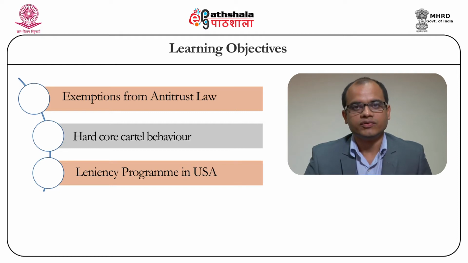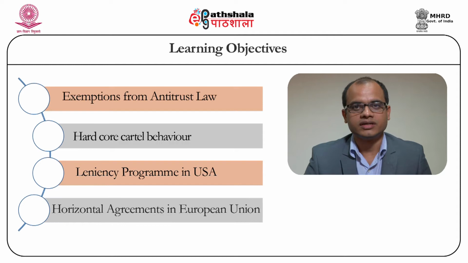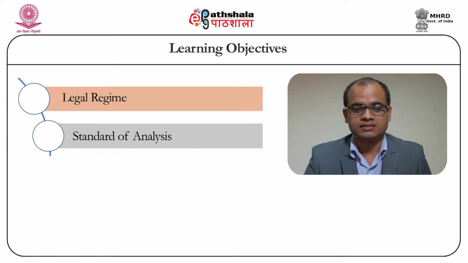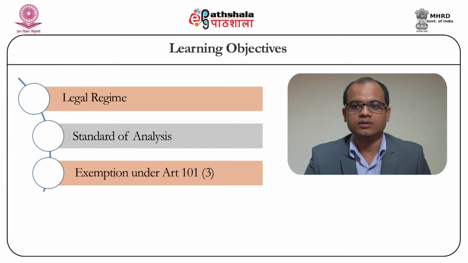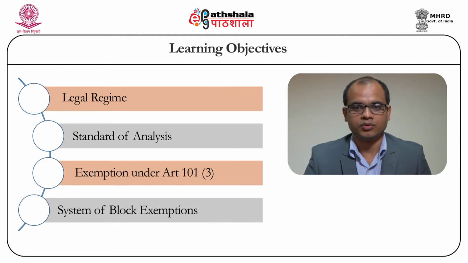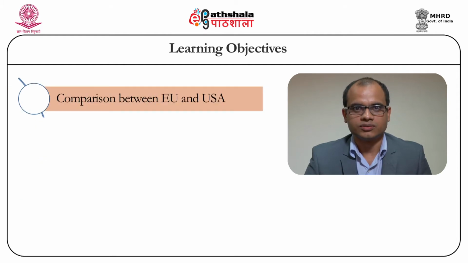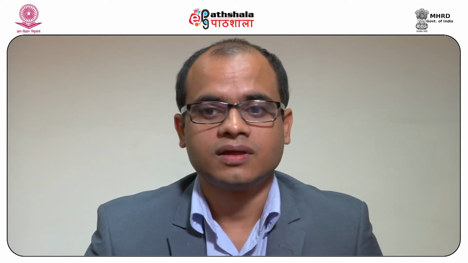In the same way, we will then focus on how horizontal agreements are dealt with in European Union, and what the legal regime is, what the tests are, what the standard of analysis is, what the exemptions are, and how they deal with fighting cartels in European Union. In the end, briefly we will compare the approaches, the differences and similarities in the approaches of the EU and US. So friends, I will begin with US first.